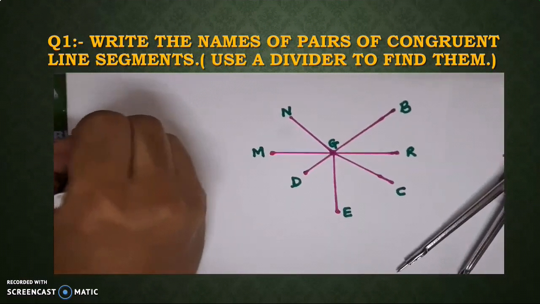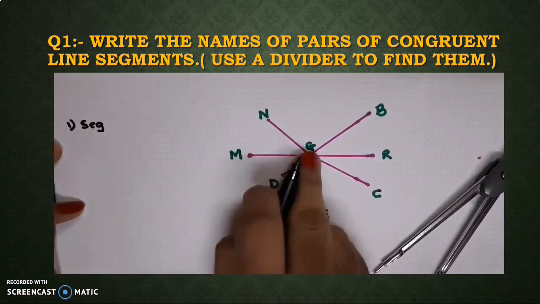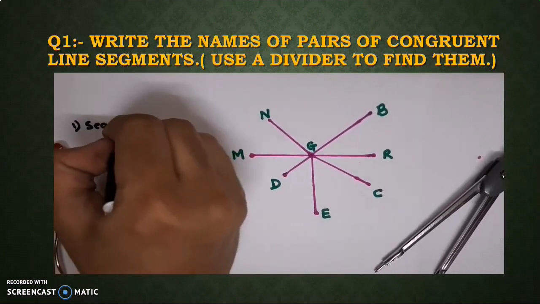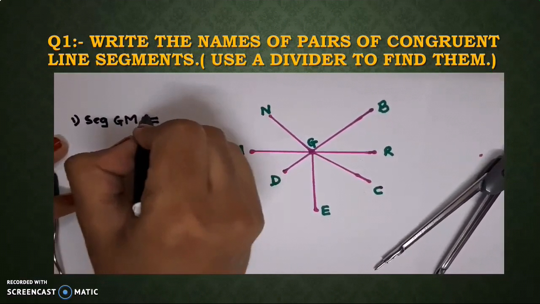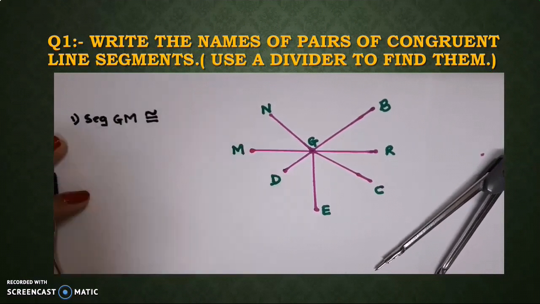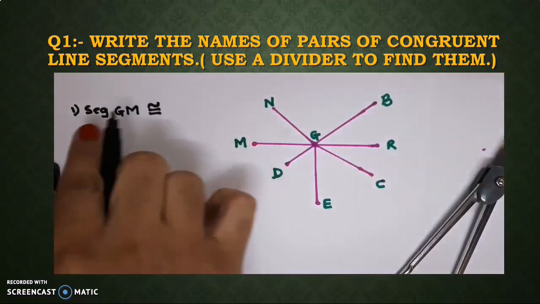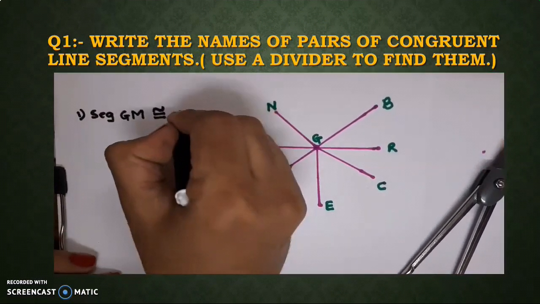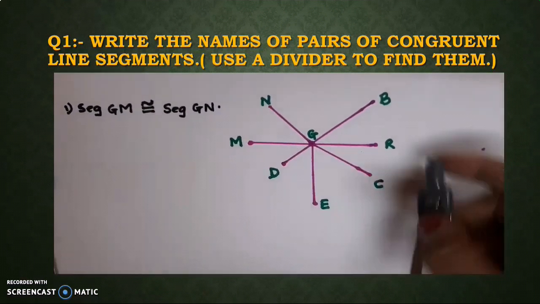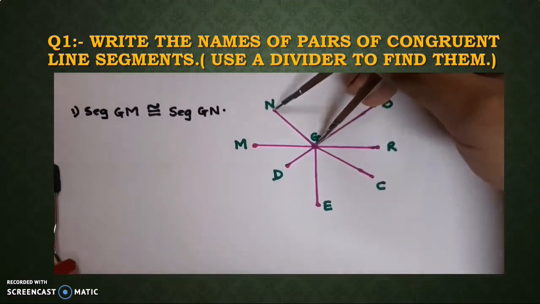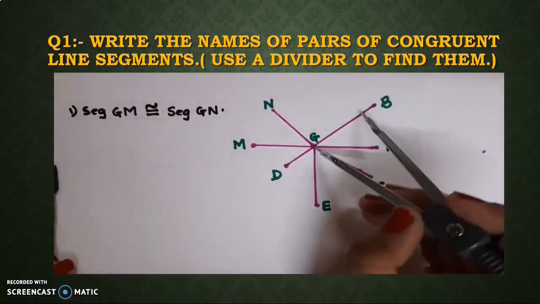So we will write here number 1, segment GM. You can write MG or GM, both are correct. Segment GM, then this is the symbol of congruence, the equal sign, and how we write the N, like that in a curve you have to give. Then length of GM is equal to length of GN, so we will write segment GM is congruent with segment GN. Clear?